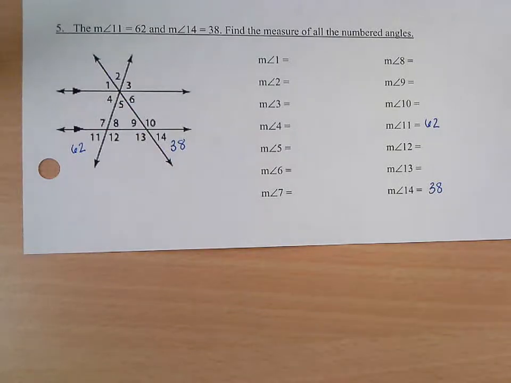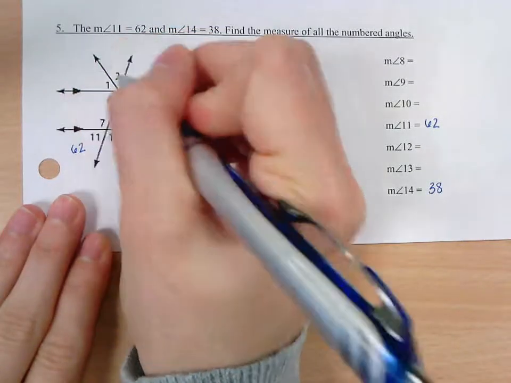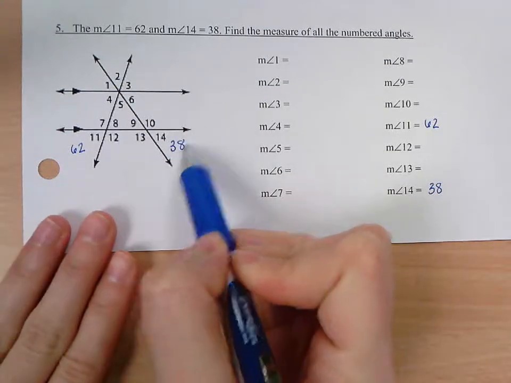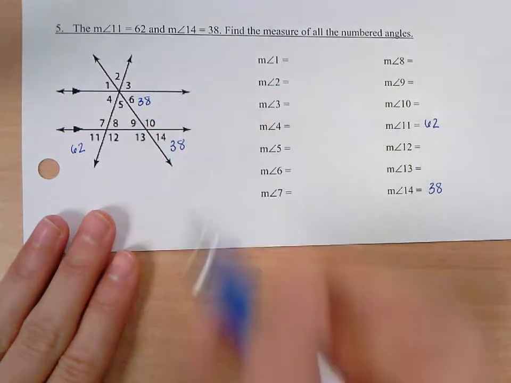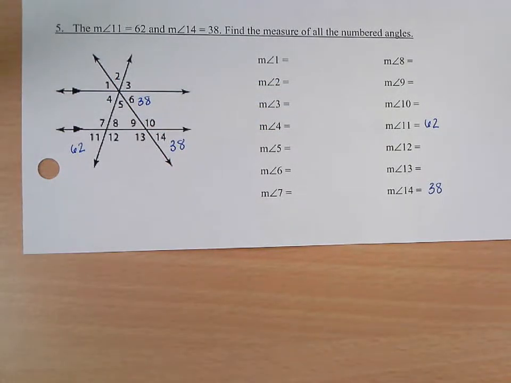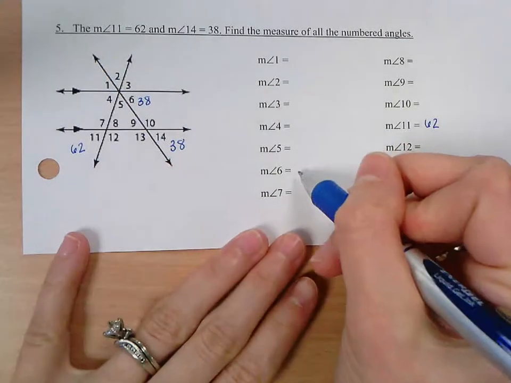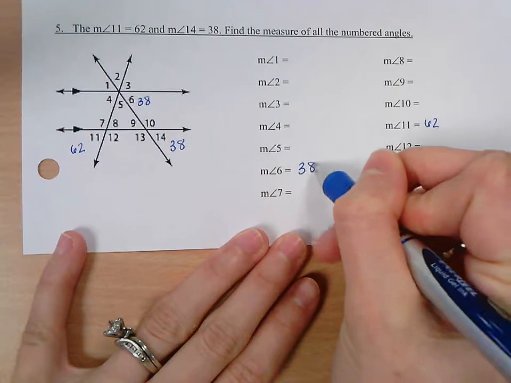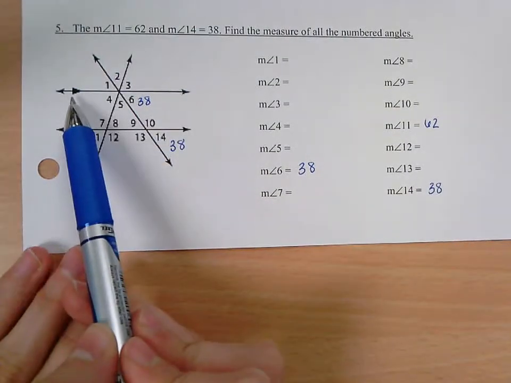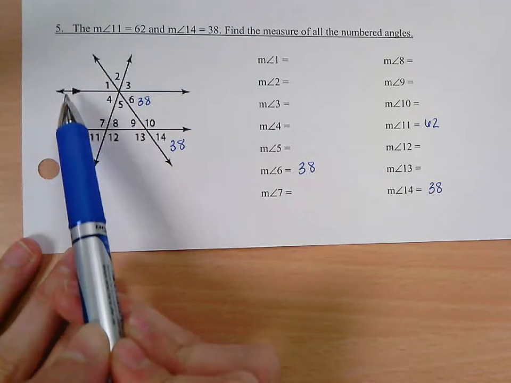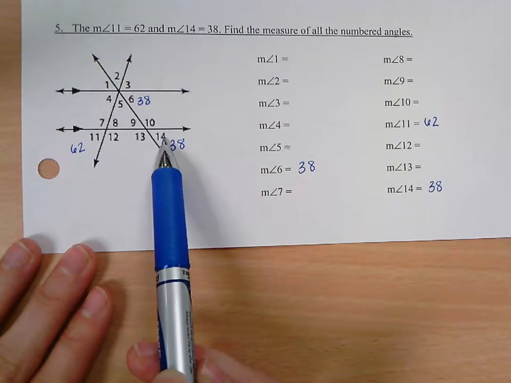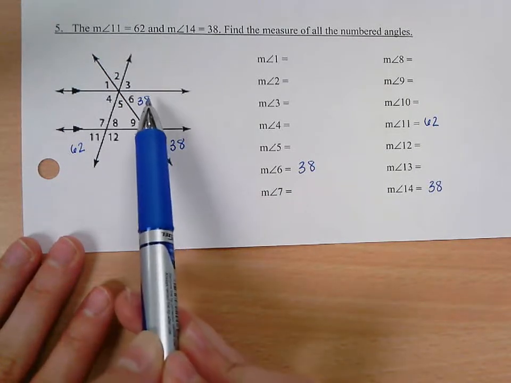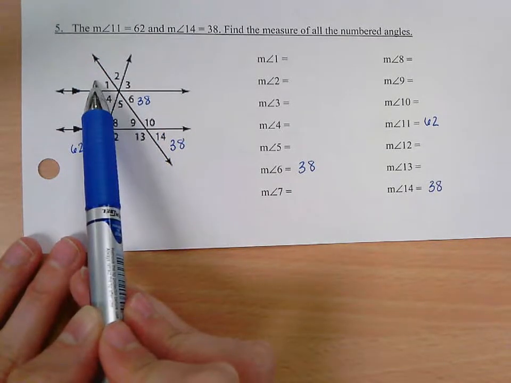And why? That's right. Okay, so you know 6 is 38. Why do you know 6 is 38? Why? I'm asking why. They are corresponding angles, 6 and 14. So notice these lines. Right here is your parallel line symbol. These lines are parallel, so 6 and 14 are corresponding, so they're congruent. And then you are right that 1 is 38.